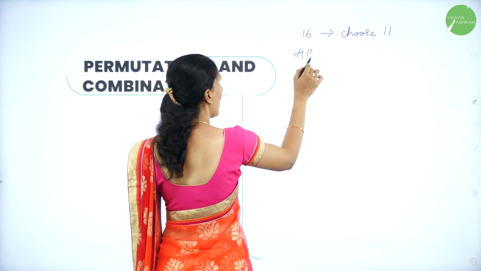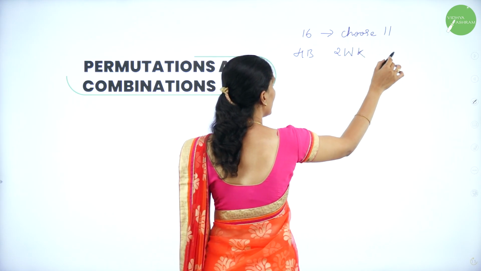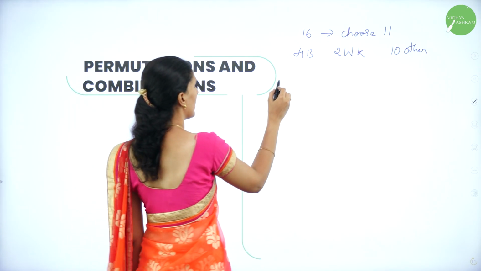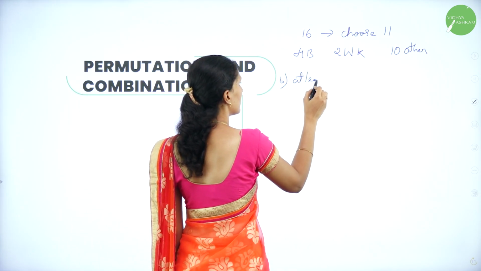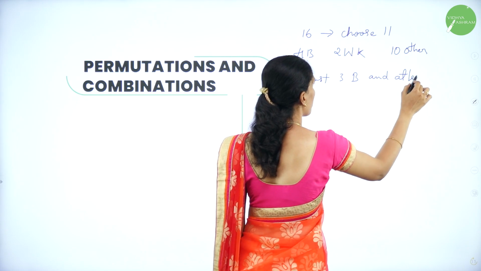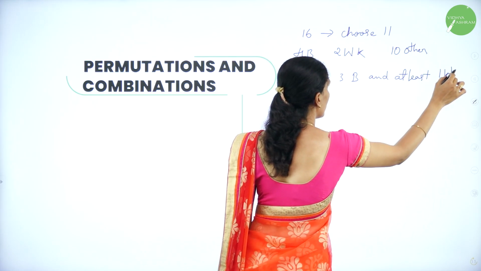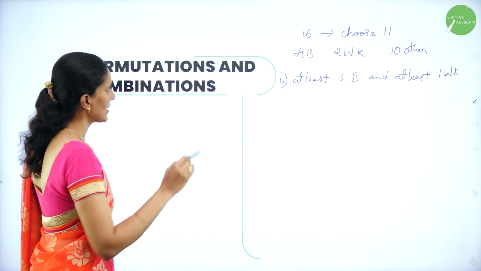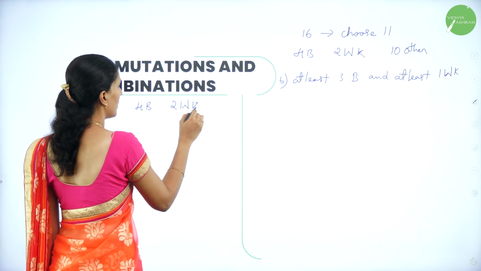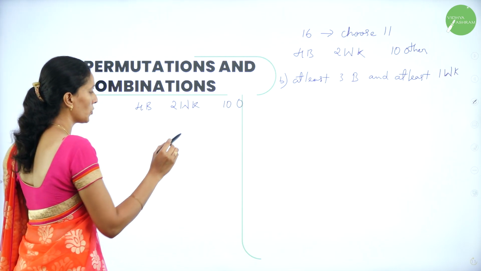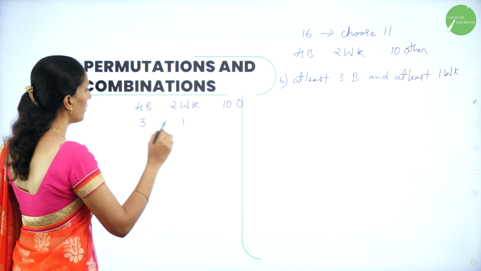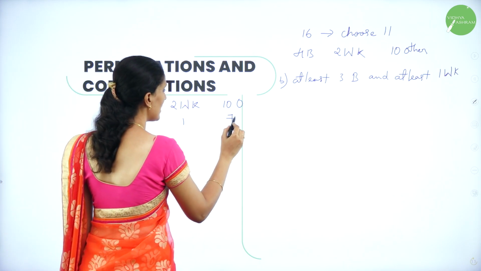So we have 4 bowlers, 2 wicket keepers, and 10 others. My question was at least 3 bowlers and at least 1 wicket keeper. So let me study all the chances here. We have 4 bowlers, 2 wicket keepers, and 10 others. If I choose 3 bowlers and 1 wicket keeper, then what about the remaining? We will be having 7.